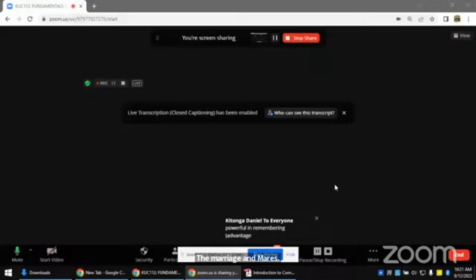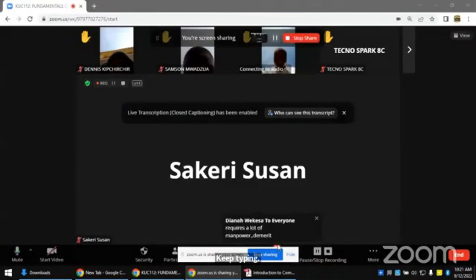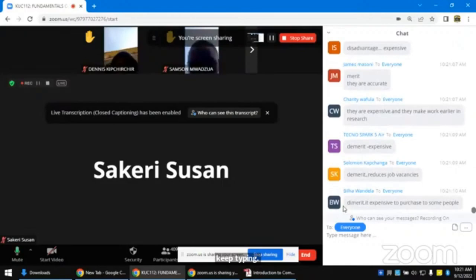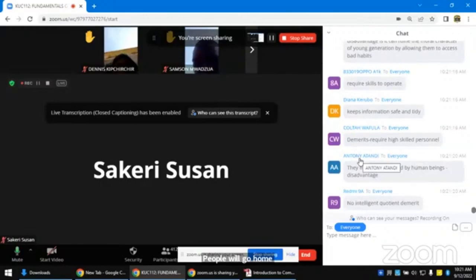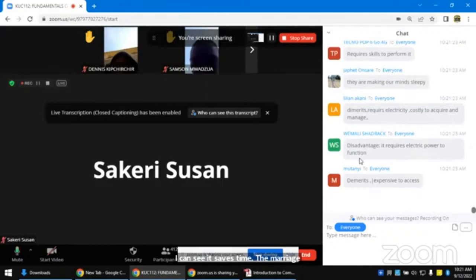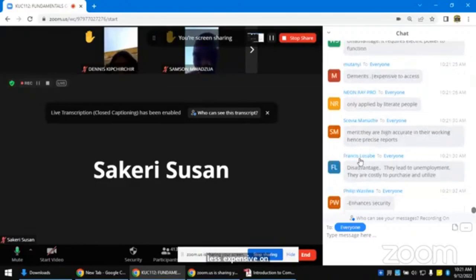Keep typing. I can see network errors as a disadvantage. Job vacancies reduce, people will go home. I can see somebody say that computers will make people not have jobs. I can see it saves time, a demerit: requires highly skilled people. Less expensive, only applied by the literate. So keep typing.